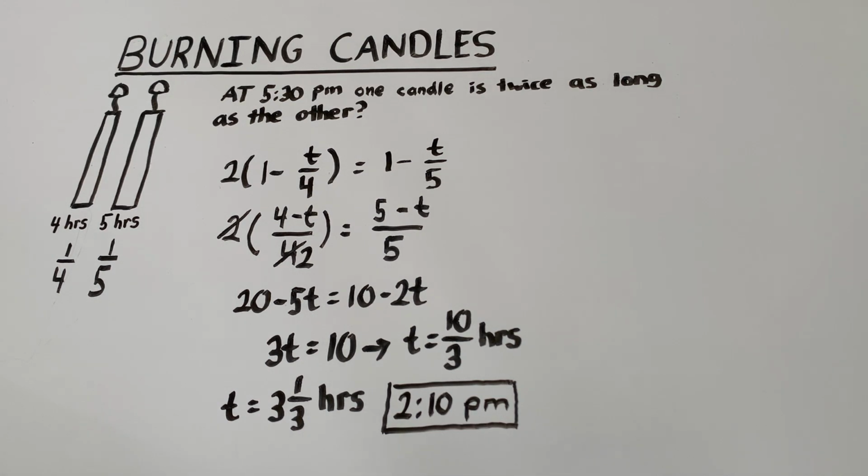So it's a good thing that we got a value of t that was less than both 4 and 5, because that answer makes more sense. So we can feel pretty confident that our answer of 2:10 p.m. is the correct time.